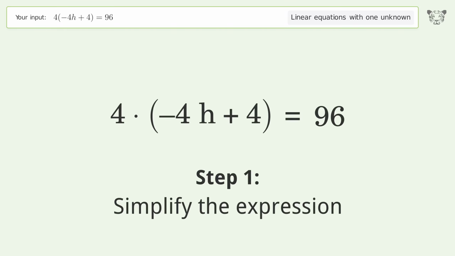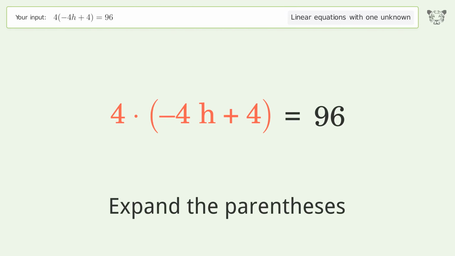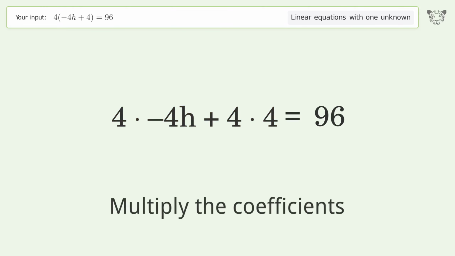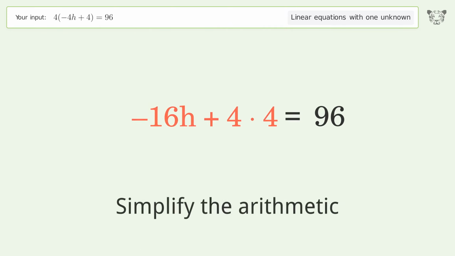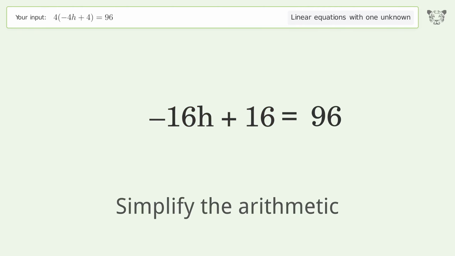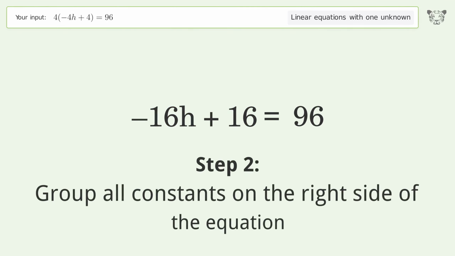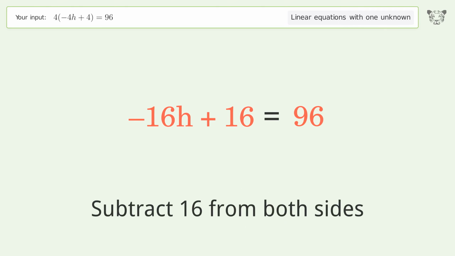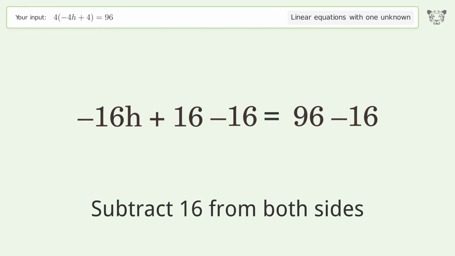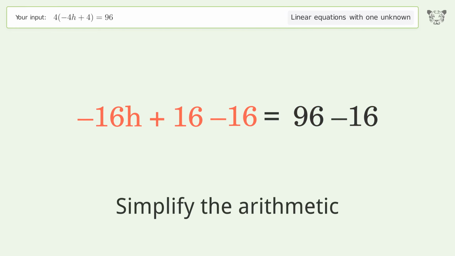Simplify the expression. Expand the parentheses. Multiply the coefficients. Simplify the arithmetic. Group all constants on the right side of the equation. Subtract 16 from both sides. Simplify the arithmetic.